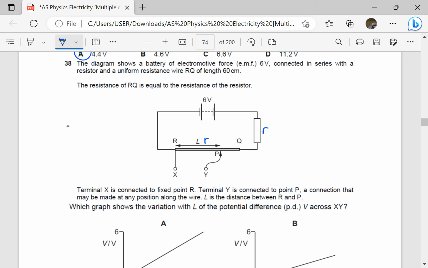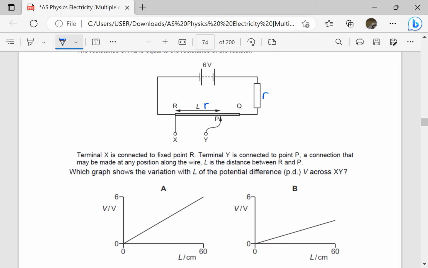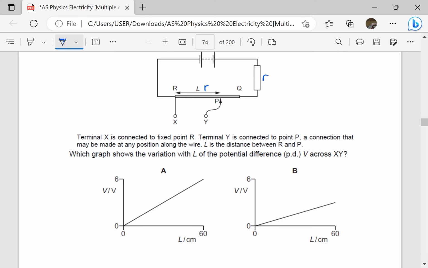Terminal X is connected to a fixed point R, terminal Y is connected to point P, a connection that may be made at any position along the wire. L is the distance between R and P. Which graph shows the variation with L of the potential difference V across X, Y? L is the distance, so it is a graph of V against L.